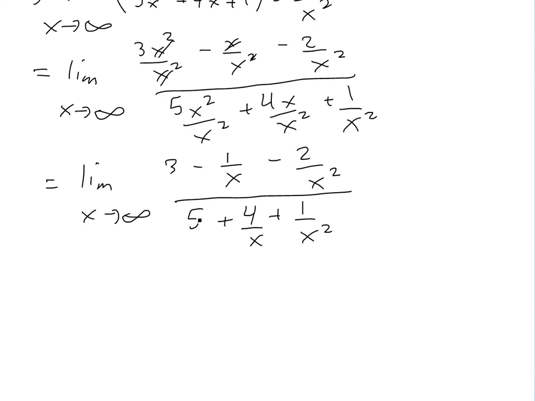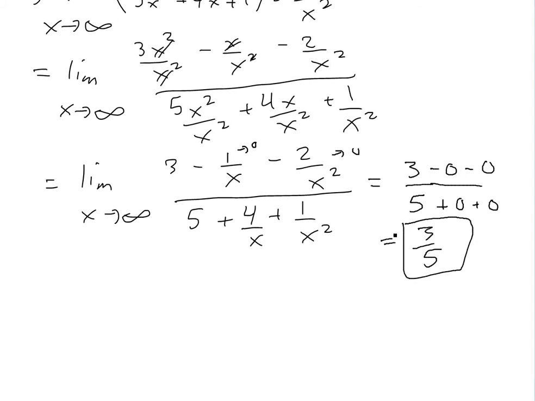So now we could basically plug in really large numbers, or infinity. Each one of these terms with the x's, you're dividing by a really large number, so they're all going to be approaching 0 right here. So we're just going to be left with 3 over 5, basically minus 0, plus 0 on the bottom, or just equals 3 over 5. So this is our limit right here, and this is our horizontal asymptote, and that's our answer.